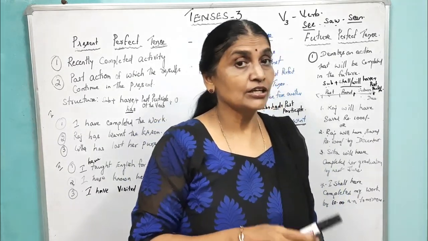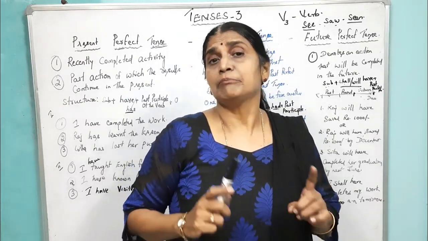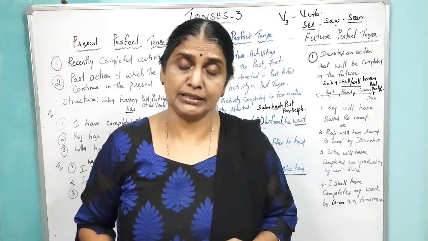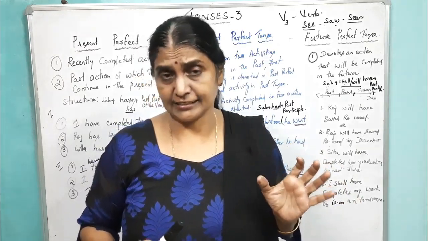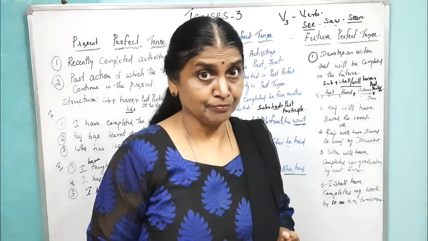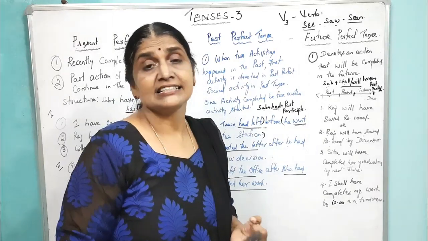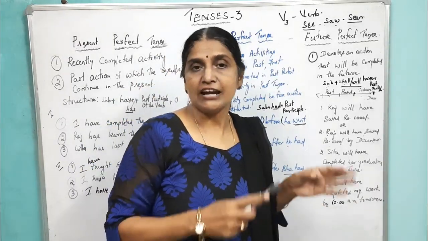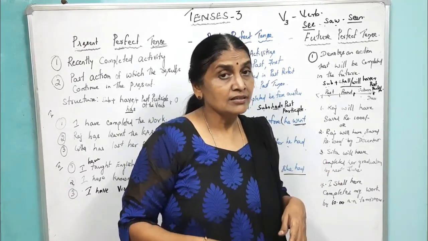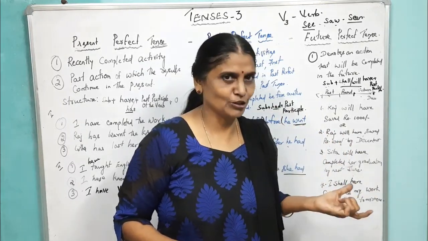In today's class, we are going to learn about perfect tense. In perfect tense, the rule is to use the past participle for all the three perfect tenses, that is present perfect tense, past perfect tense and future perfect tense. Okay, and you will use have, has, had, will have, and we will learn how we are going to use them and what the uses are, where to use present perfect tense, past perfect tense and future perfect tense.